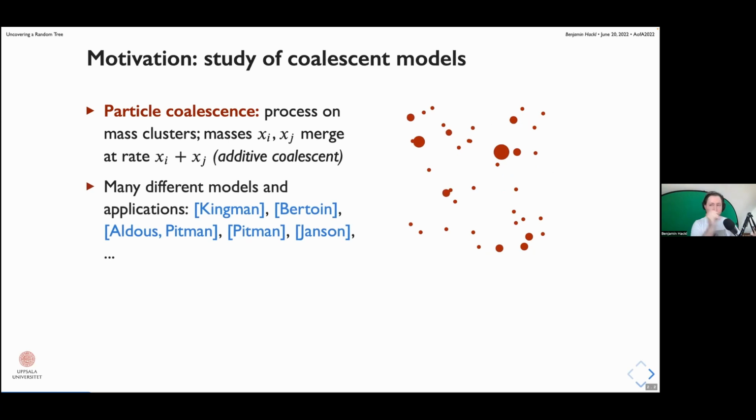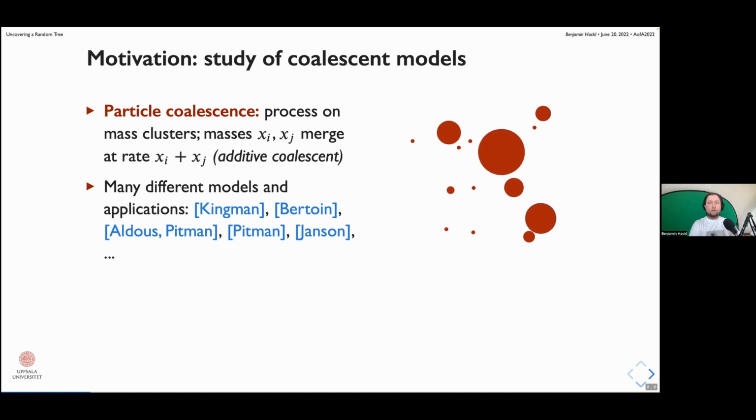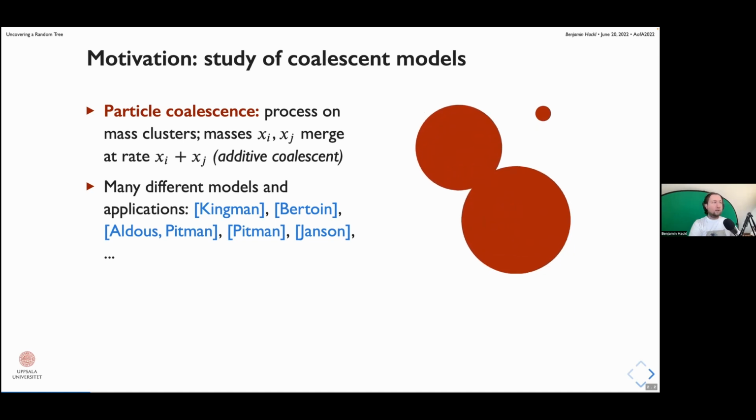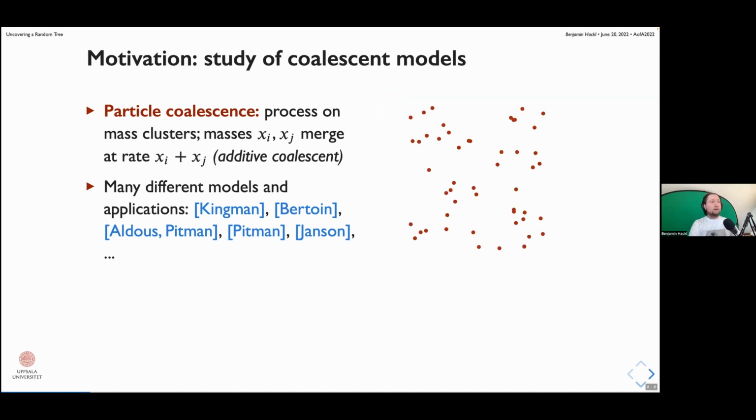There are many more coalescent models, most notably, apart from the additive coalescent that I've just mentioned, the Kingman coalescent, which is very much familiar, and is also something that is studied extensively in mathematical biology. Many people listening in right now, watching this talk, have worked on coalescent processes and models.